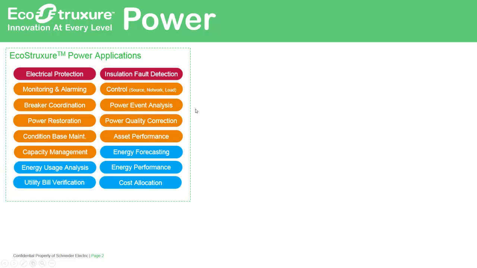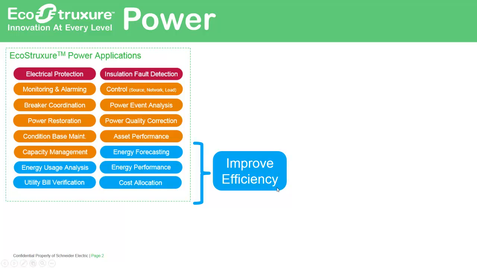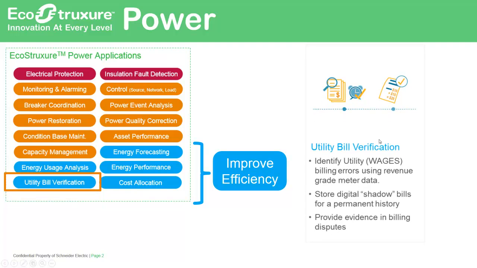One of the main benefits the EcoStruxure Power application stack brings is to improve operational efficiency. That is efficiency in both energy and maintenance. The idea is, of course, to reduce the overall operational costs for your facility. Today, let's look at one specific area where EcoStruxure Power can add value: utility bill verification.